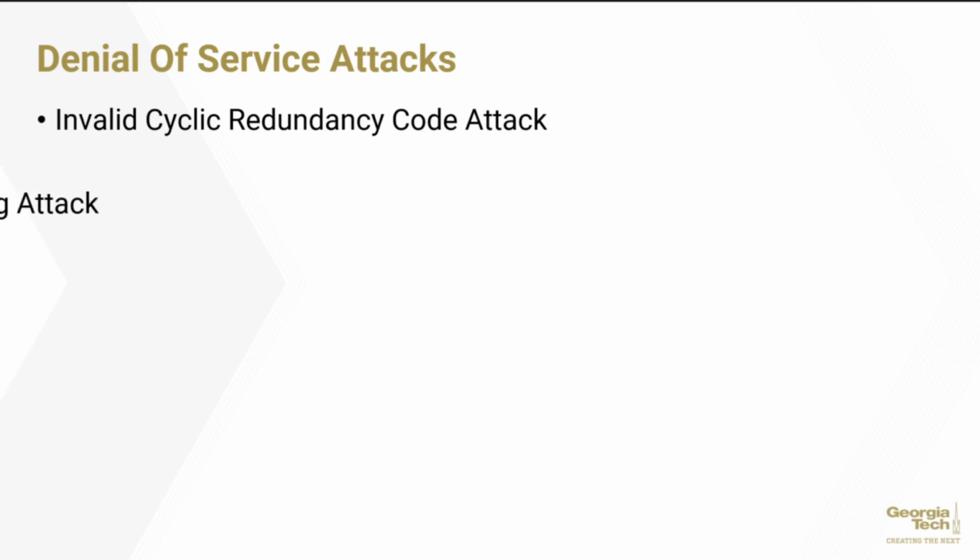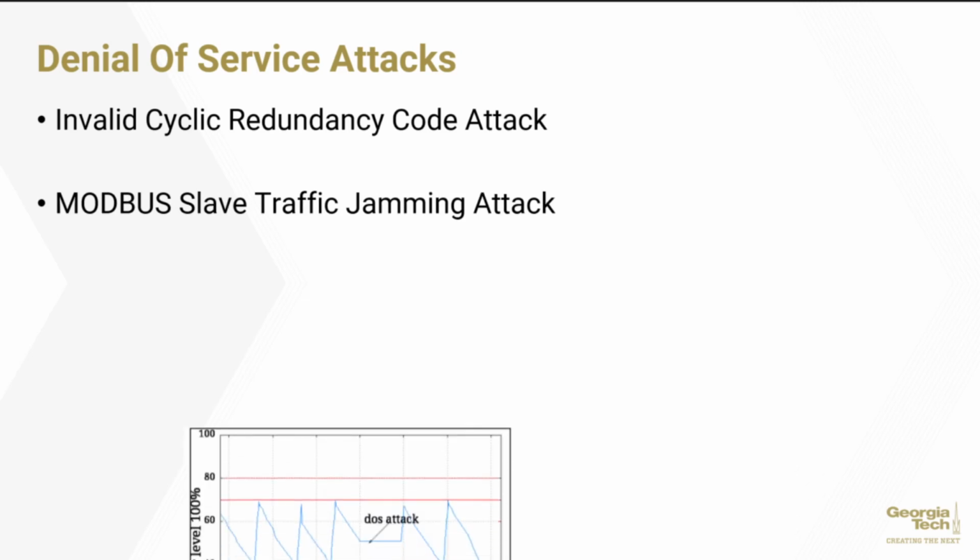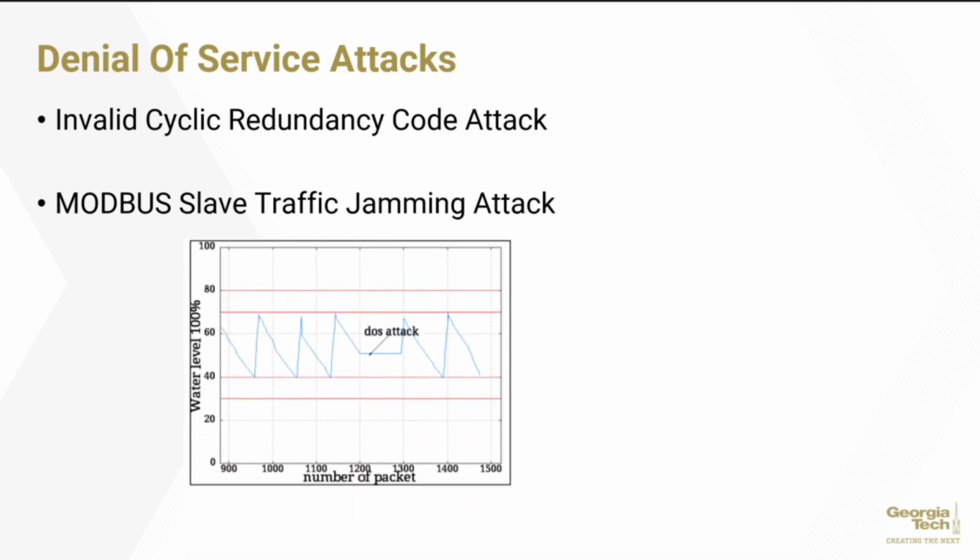We also have the Modbus slave traffic jamming attack. The Modbus slave traffic jamming attack is specific to a proprietary wireless communication system. This proprietary wireless radio includes a carrier-sense back-off arbitration scheme, which causes legitimate slaves to wait for a clear line to transmit. As we see here, an attacker caused a DOS attack by not allowing the clear line to be transmitted.